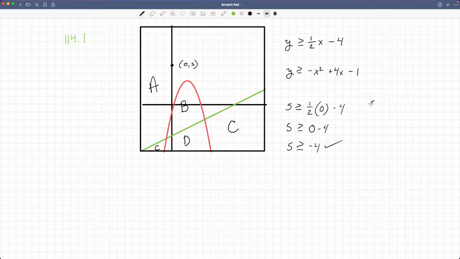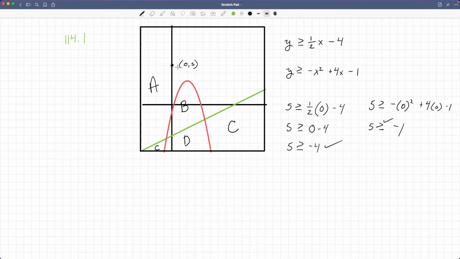5 is our y, so 5 is greater than or equal to 0 squared plus 4 times 0 minus 1. So 5 is greater than or equal to, 0 times 0 is 0, so that goes away, plus 4 times 0, that's another 0, it goes away. So we have -1 left over. 5 is indeed greater than -1.